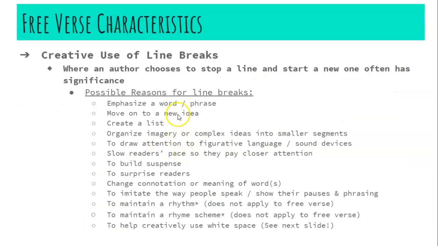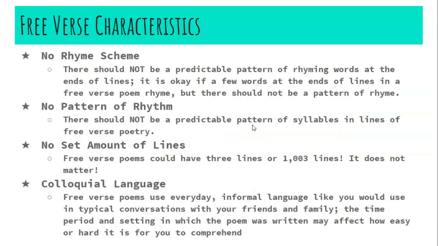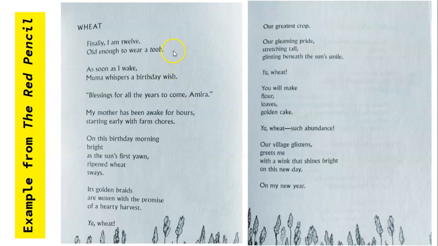It might be because the author wants to move on to a new idea. Okay, or similarly, maybe they're creating some sort of list. Okay, so they're breaking up those words. So to give you some examples of that again, here, she's telling you that she is 12 and she's old enough to wear a tube. We talked about that vocab word earlier in the week. And then she's moving on to kind of pace the time. So this is a transition to show you, okay, it's morning now, and she's going to take you through her day on this experience. So it might be to change into a new idea.